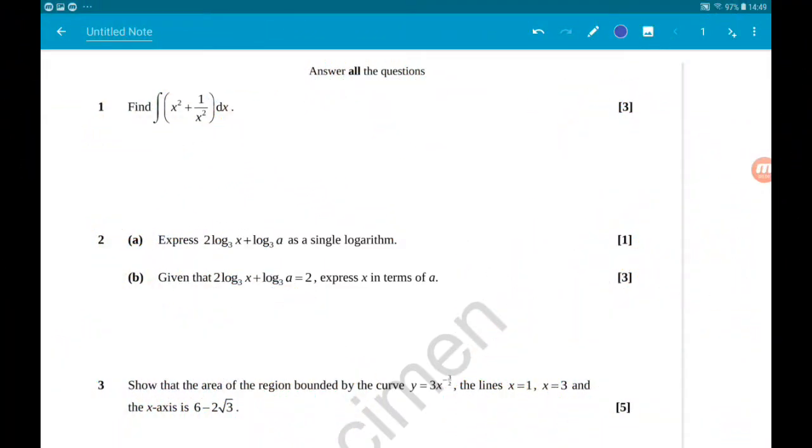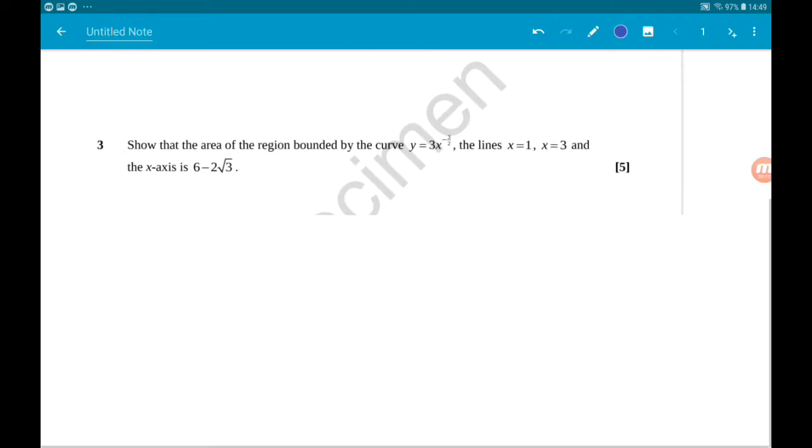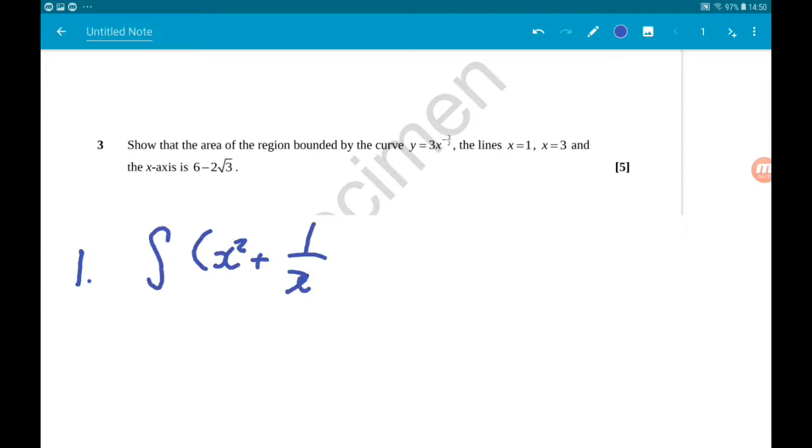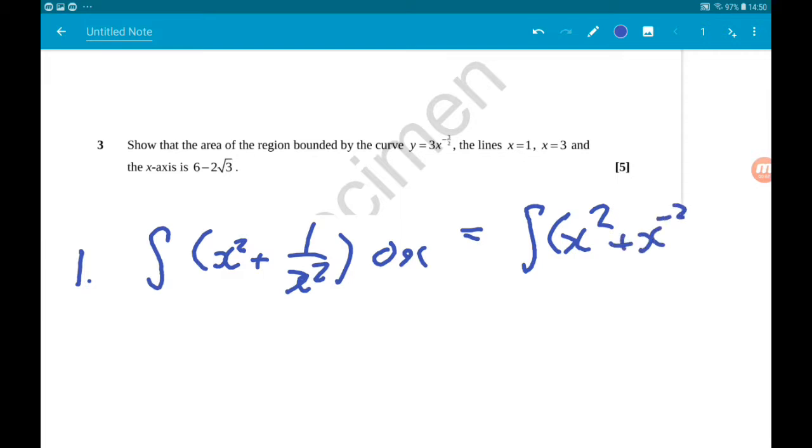Okay, question one wants to find the integral of x squared and 1 over x squared with respect to x. So, first thing I'm going to do is write the fraction in power form. So, 1 over x squared is x to the minus 2. So we've got the integral of x squared add x to the minus 2 with respect to x.